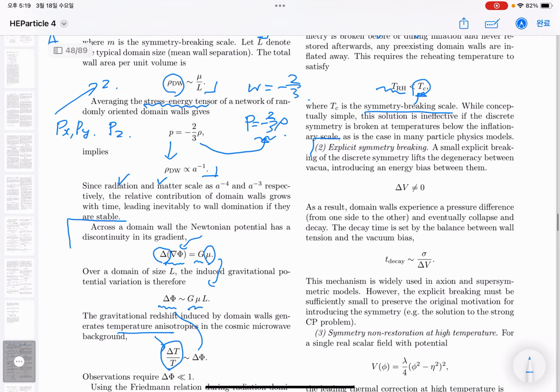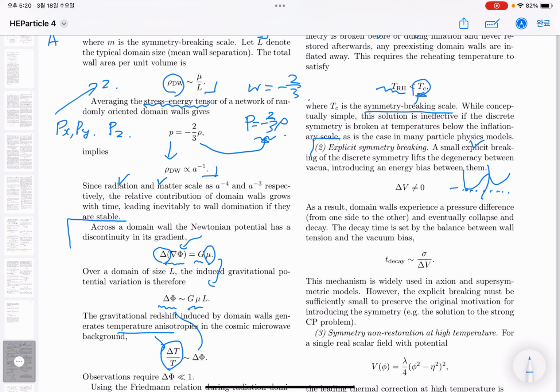The other way is making the domain wall unstable. One can introduce small explicit breakings for the system, then this lifts the degeneracy of the vacua. So now one vacuum has a slightly larger potential, and this makes an energy bias between the two vacua. So the domain wall will experience some pressure difference from one side to the other, so that this makes the collapse and the decay of the DW.